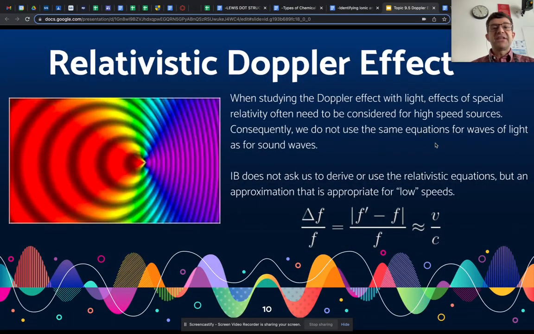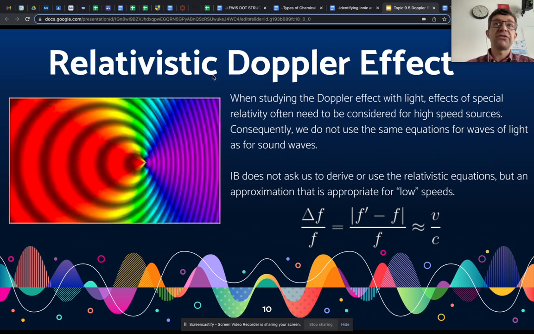There is a Doppler effect associated with light. Working with it is much more difficult. Had we had a chance to look at the relativity unit, option A, we would talk about the relativistic Doppler effect. Since we haven't, the big idea of relativity is that light travels at the same speed for all observers.